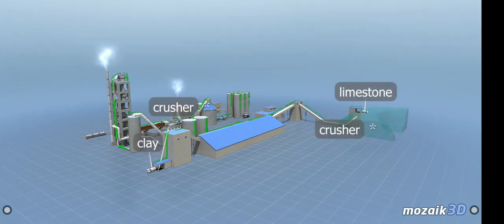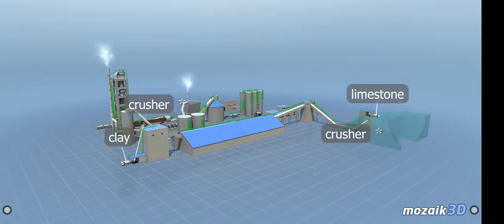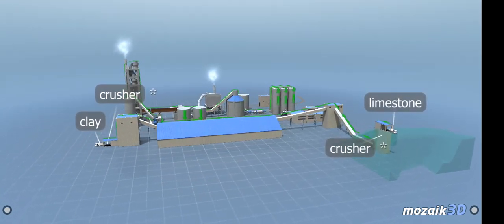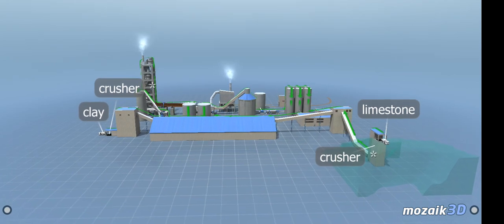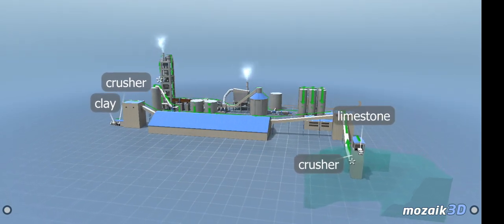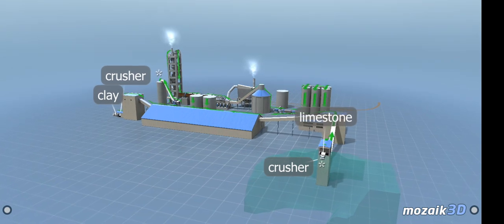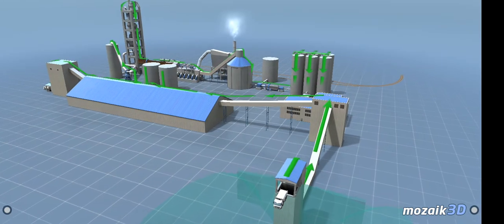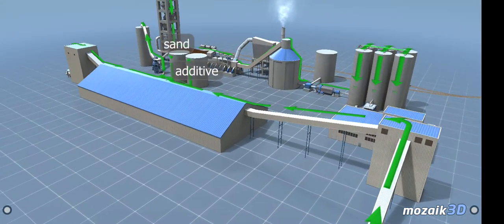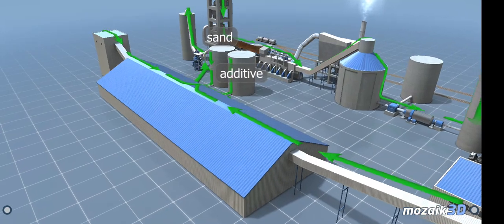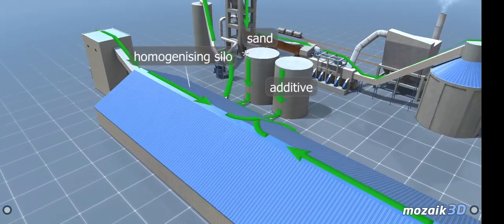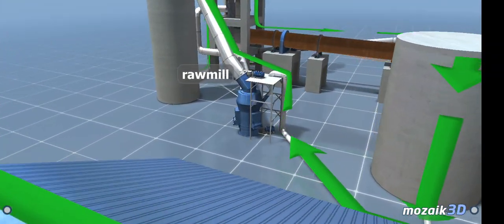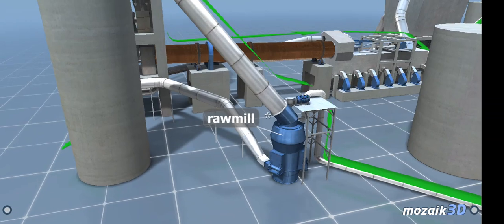The first stage of the cement manufacturing process is raw material preparation. Limestone and clay are broken up into small pieces and then mixed at a ratio of 2:1. Since the chemical and physical properties of the raw material are varied, homogenization is necessary to produce a uniform mixture. During this process, further substances are also added. The mixture is then transferred to the raw mill, where it is ground into a fine powder called raw meal. The raw meal is then stored in a silo.